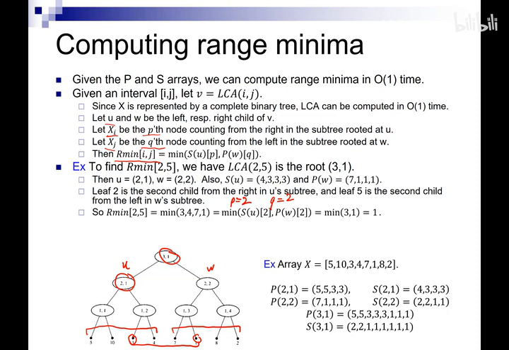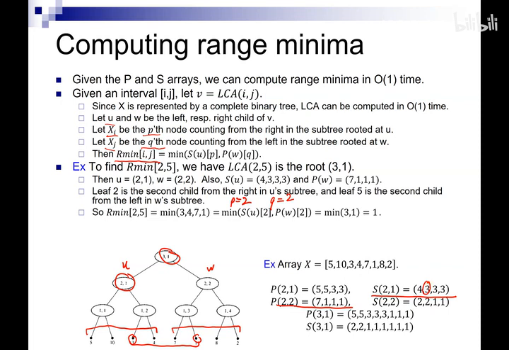Now we're going to look at the S array from node U. The S array for node U is going to be this 4, 3, 3, 3 thing over here. And we're going to look at the P array for node W. The P array for node W is going to be the 7, 1, 1 here. Then we're going to look at the second entry, since p equals 2, we're going to look at the second entry in this S array.